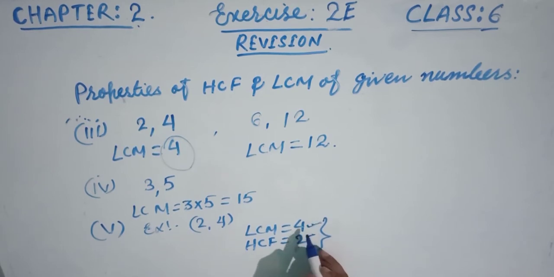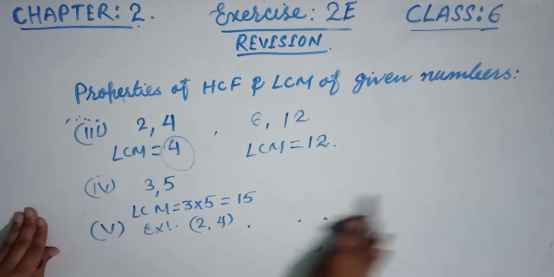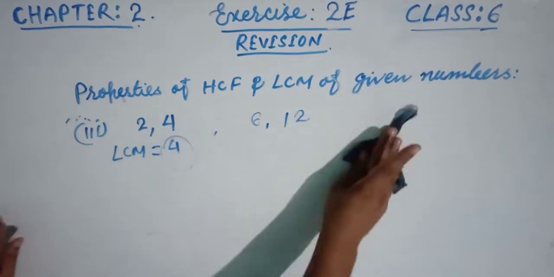So 2 can easily divide 4. So we can say 2 is a factor of 4, because the number which divides another number is called a factor. So 2 is a factor of 4. We can say the HCF is always a factor of the LCM of the same group of given numbers. So this is the last property of LCM and HCF.